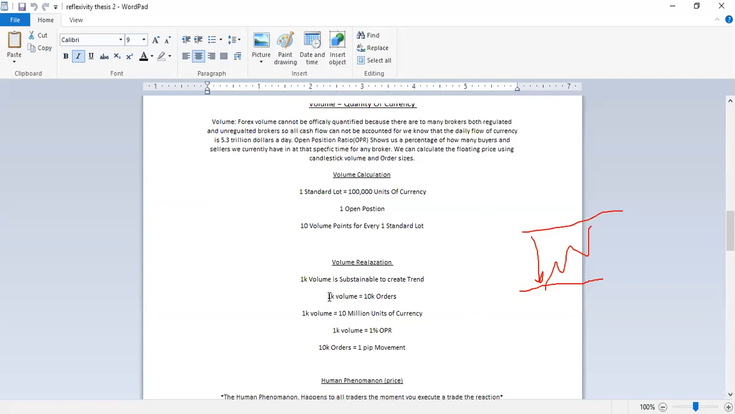All right, so 10,000 orders equal 1K volume. That's equal to 10 million units of currency. So this is telling me that out of the 5.3 trillion units of currency being traded a day, 10 million units of it is being bought or sold at that particular point in time. So it's going to help you follow the money a lot easier.